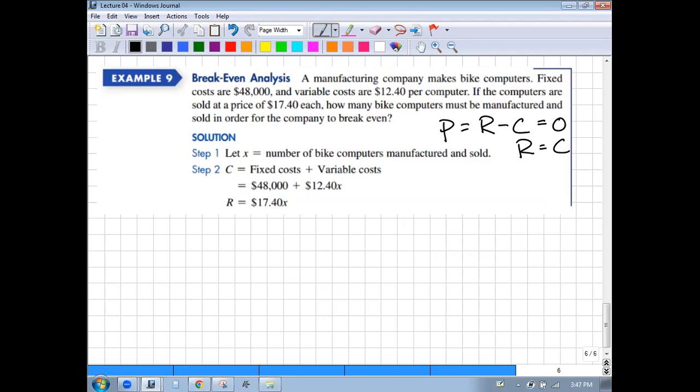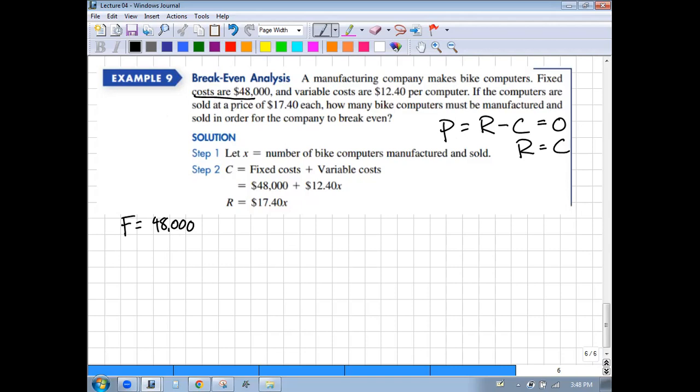So let's see, fixed costs are $48,000. A manufacturing company makes bike computers, so they have to build their manufacturing plant. Okay, so we need a letter for fixed costs. I'll use F here. F for fixed cost, 48,000. I'm going to leave the dollars off because we know we're working in dollars.